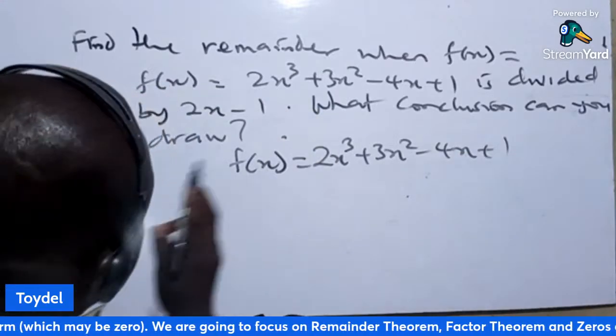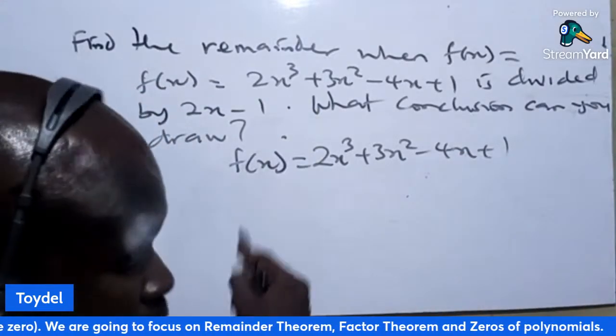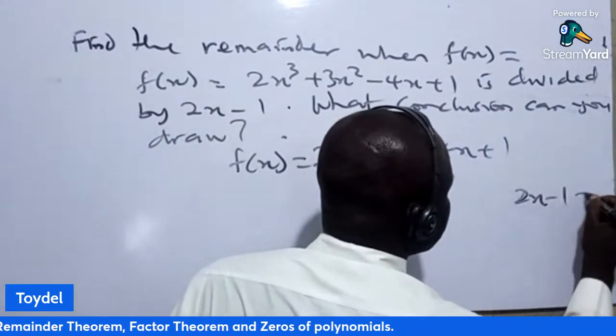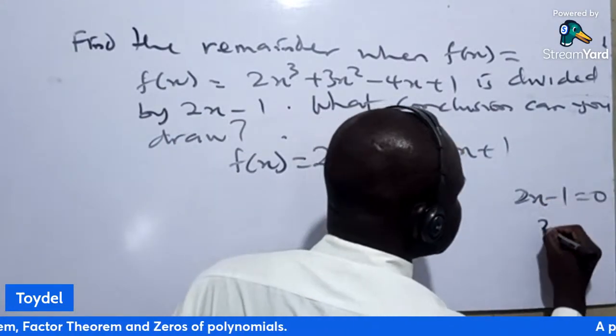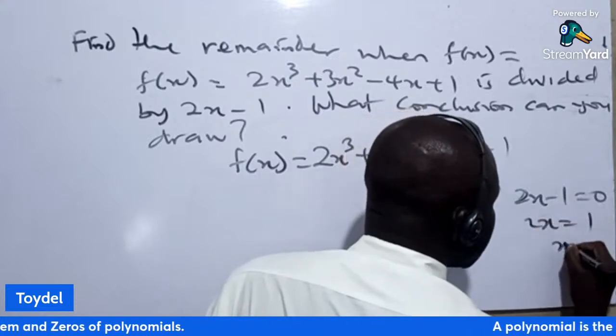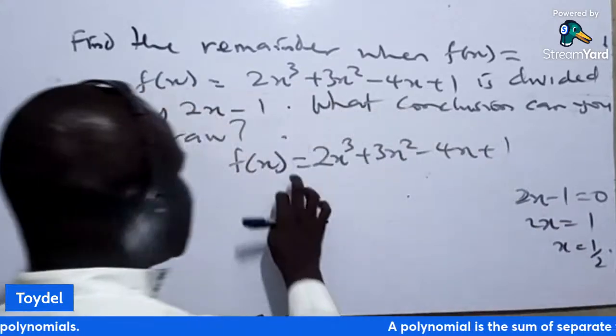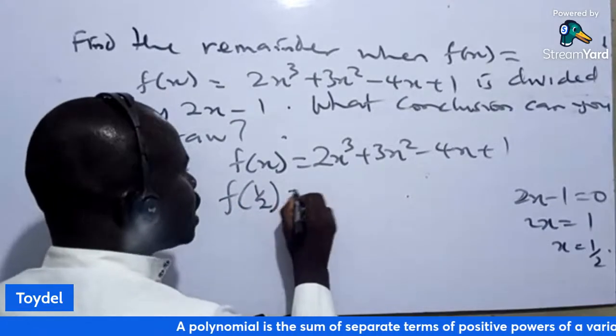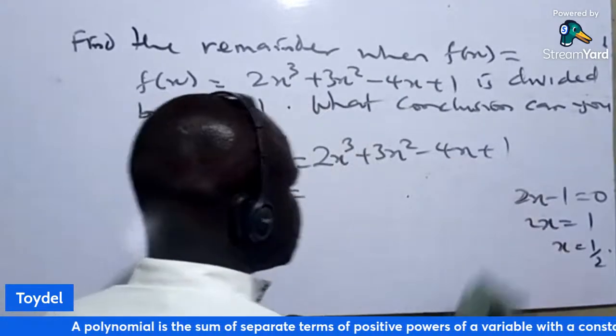Then how do I get the remainder? I can get the remainder without the long division method. I'll just say 2x minus 1 equal to 0. I'll make x the subject of the formula, so 2x is equal to 1, x is equal to half. That is, for me to get the remainder of this polynomial, I'll just say f of half. And wherever you see x here, you change it to half.